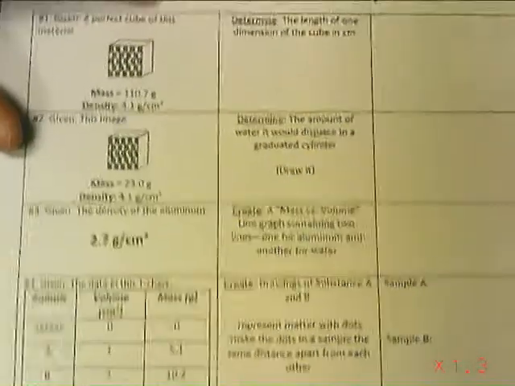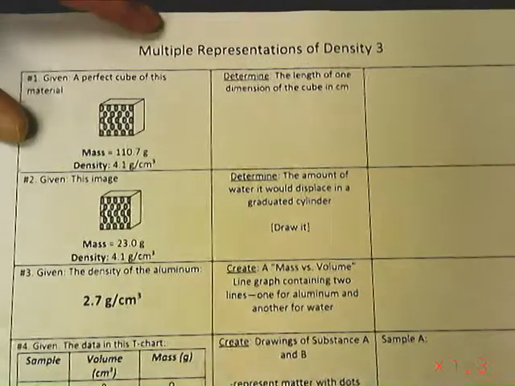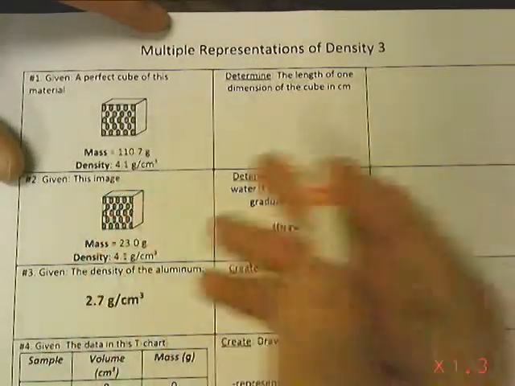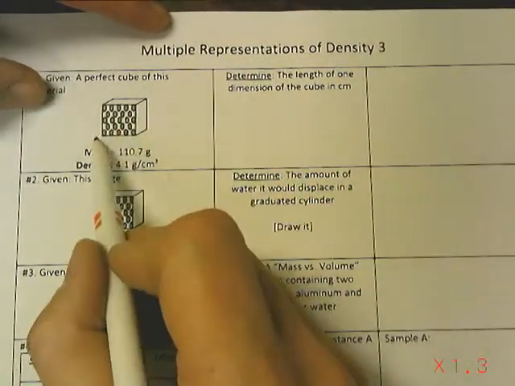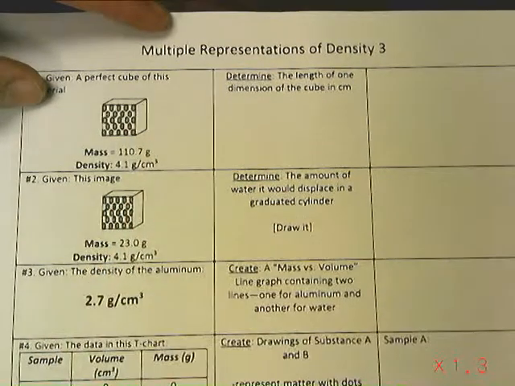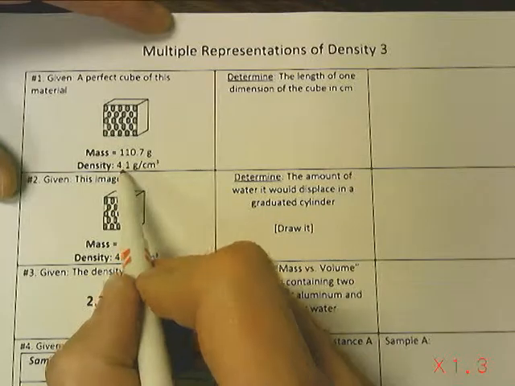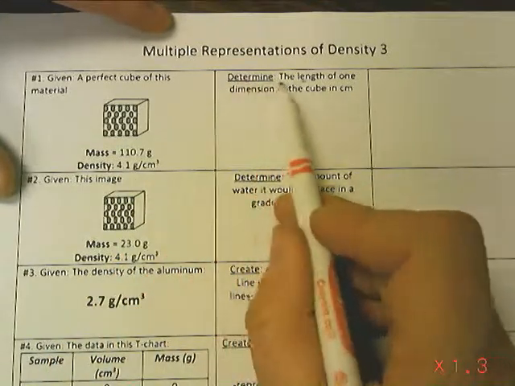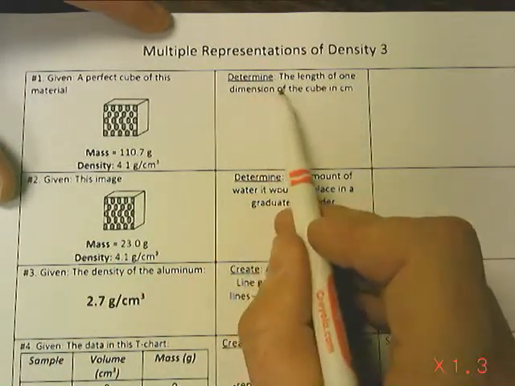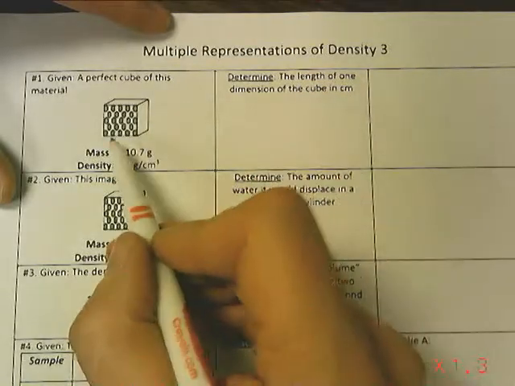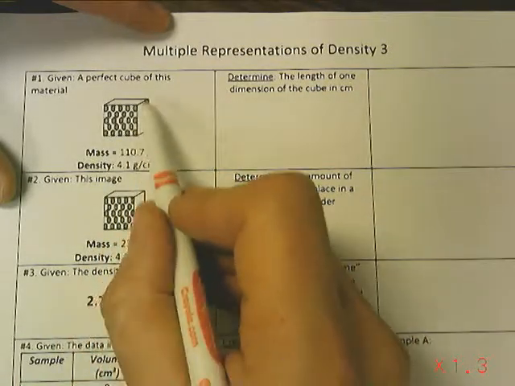Here's an intriguing little problem. Number 1, we have a perfect cube. This tells us that each length is the same value as the other lengths. If it's a cube, we have a mass, we have a density, and we are to determine the length of one dimension of the cube. In other words, how long is that, or that, or that, or that?